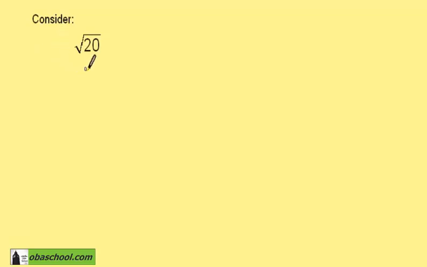Consider the square root of 20. Since 20 is not a square number, this is clearly a surd. 20 can be written as 20 times 1, as 10 times 2, or as 5 times 4.